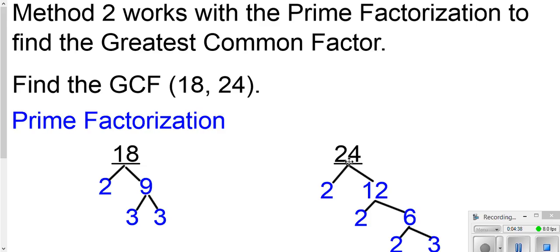And same idea over here with 24. 2 goes into 24 12 times. 12 is not prime. 2 goes into 12 6 times. 6 is not prime. 2 goes into 6 3 times. All my numbers at the end of the branches are prime, so I know I'm done with my prime factorization.